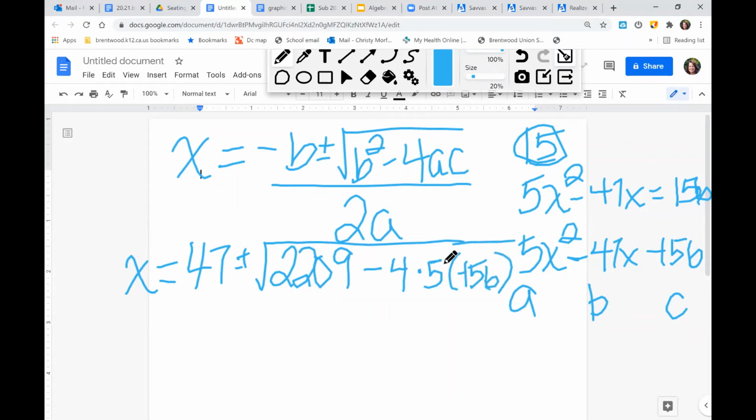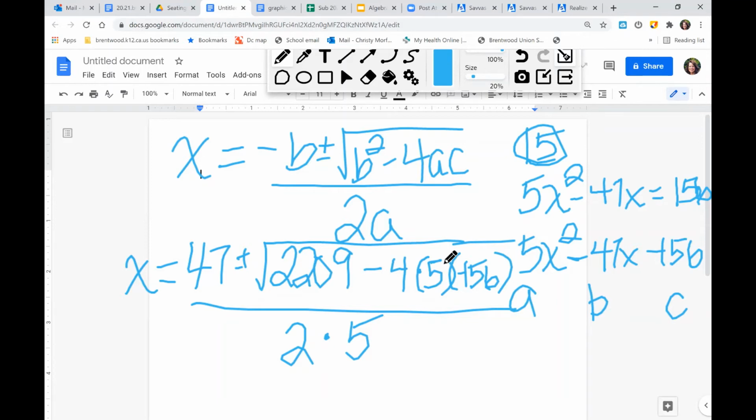Negative 156. Okay, so all I'm doing right now is plugging in the A, the B, and the C, and then 2 times A is 5. So there's my problem now. Does it look any better than it used to? It does not. It actually looks worse. But in order to get the answer, you've got to fill stuff in and do this problem.